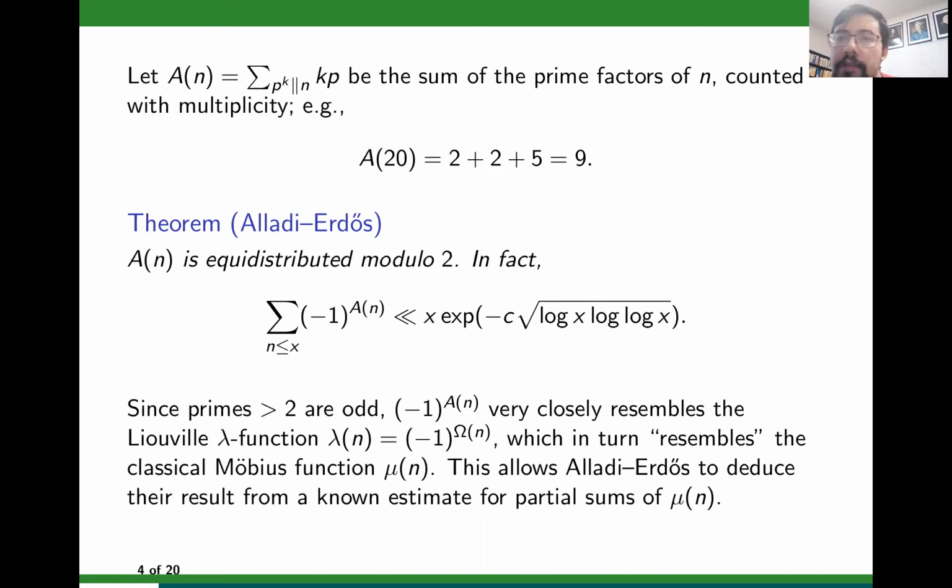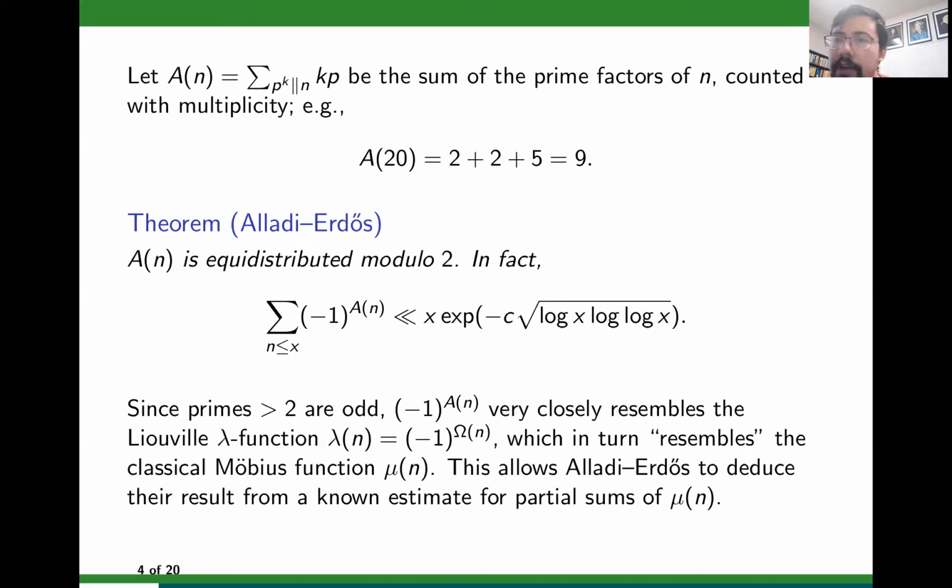So one of the things they observe is that the function A of n is equidistributed modulo 2. In fact, they prove a quantitative form of this result. So the left-hand side here, the sum of -1 to the A of n, gives the difference between the number of times A of n is even and the number of times A of n is odd, and they prove that that's quite small. And the way they do this is they reduce it essentially to the prime number theorem. This function -1 to the A of n is actually fairly closely related to the Mobius function, and they can use results about partial sums of the Mobius function. Okay, so this is just A of n mod 2.